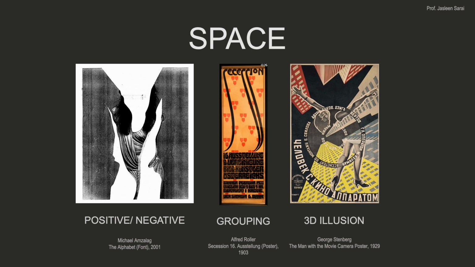The second topic we will discuss is grouping. And what that means is there's different ways of grouping objects together that will make you see certain objects as having a relationship with each other. And then the last thing we're going to talk about is creating the illusion of three-dimensional space on a two-dimensional surface.